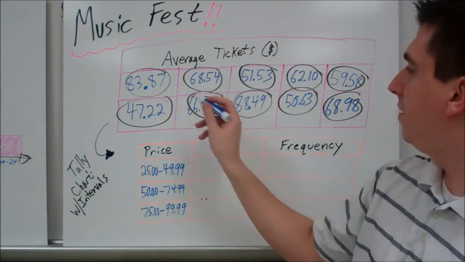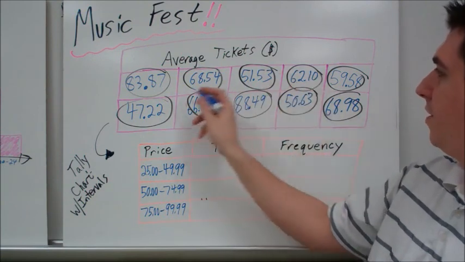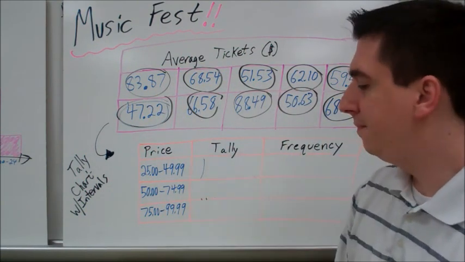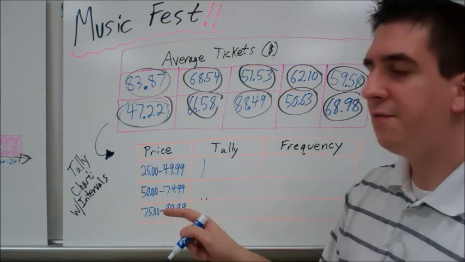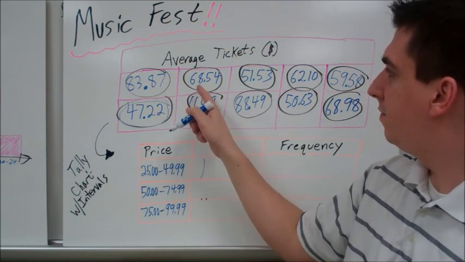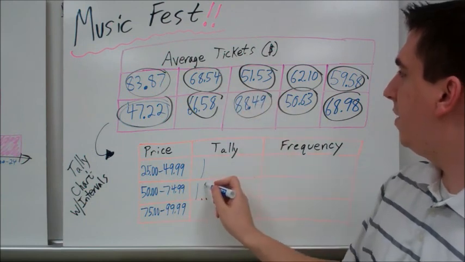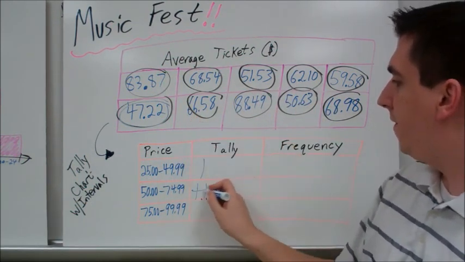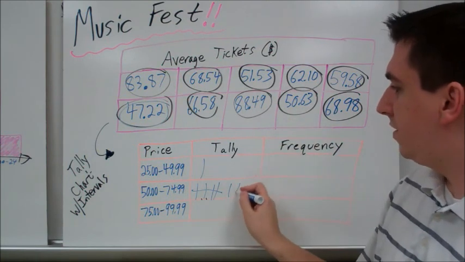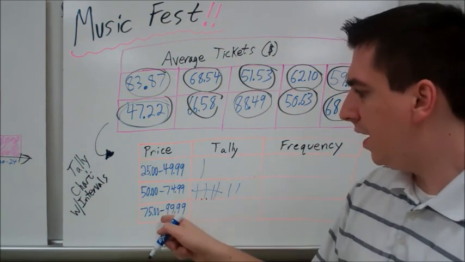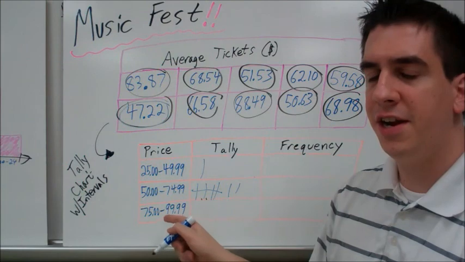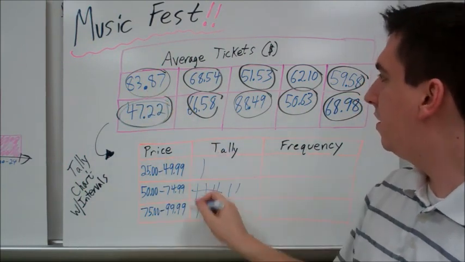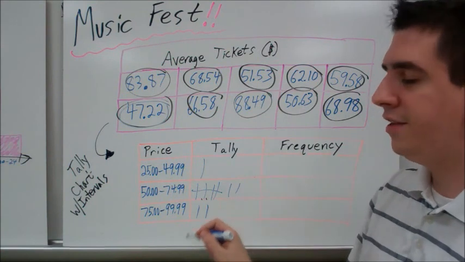Where does that happen? $25 to $49.99 we have 1 time, so I'm going to just make a tally mark there. $50 to $74.99, that happens once, twice, 3, 4, 5, 6, and 7 times. And then our last occurrence, $75 to $99.99, our highest price tickets, that happens once and twice.